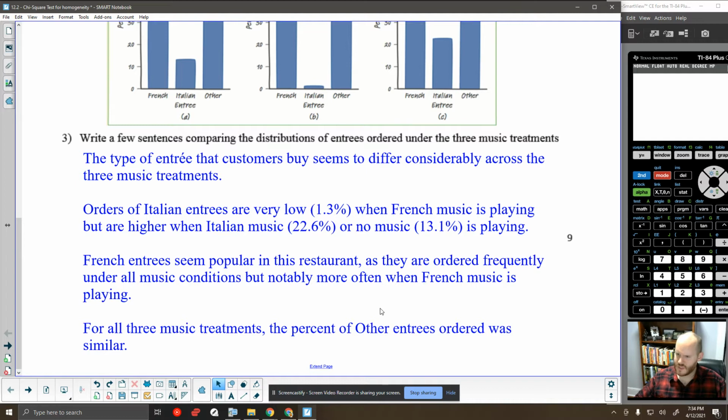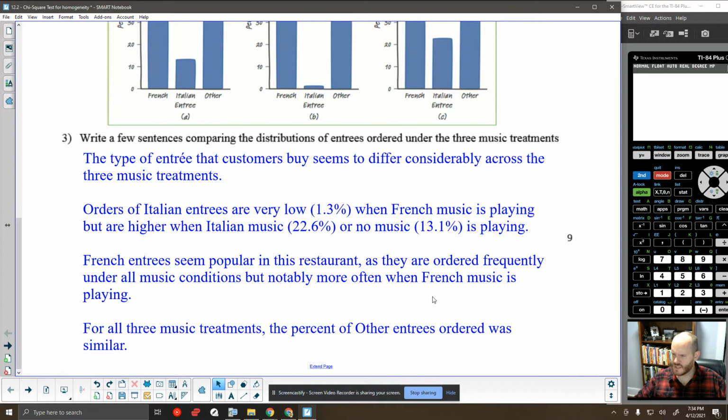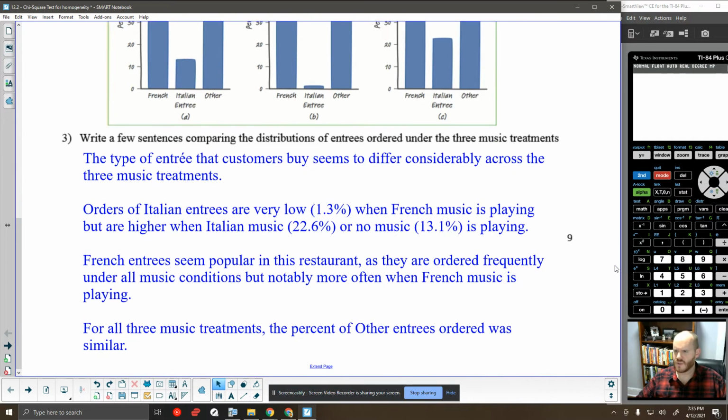French entrees seem popular in this restaurant regardless of what music is playing. Again, if I look at all three distributions, French is more than 30% in each of these. In fact, it's very close to half, or almost 40% every time. Additionally, they were ordered frequently under all the conditions. There was also, for all three treatments, the percent of other entrees ordered was similar. So there doesn't seem to be a change in the other entrees. The main change seems to be between Italian and French across all of these distributions. So those are all the things that you should pick up from looking at this graph.